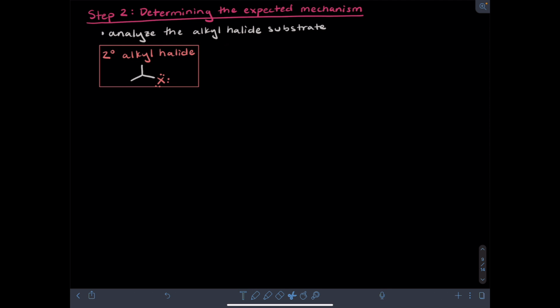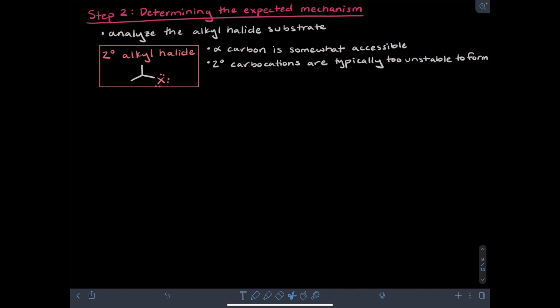Last, let's consider the secondary alkyl halide, our intermediate substitution pattern. For secondary alkyl halides, the alpha carbon is somewhat accessible, but not super accessible. And secondary carbocations are typically too unstable to form.